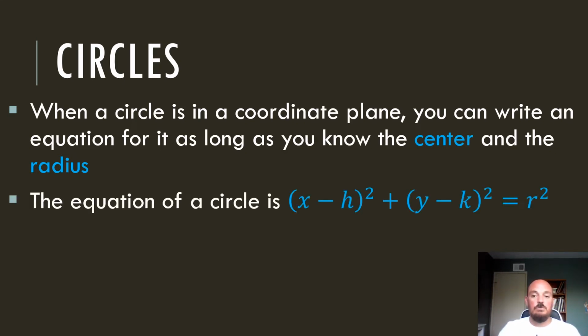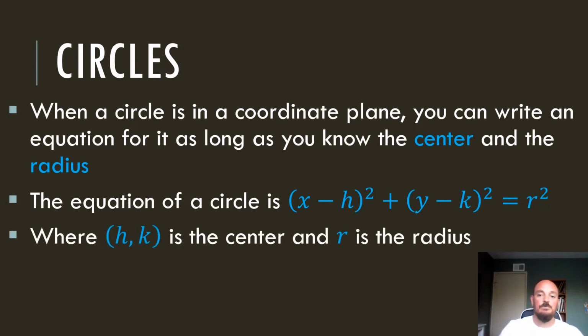Now, if you know those two things, the equation for a circle is, you see it right here in blue, x minus h in parentheses squared plus y minus k in parentheses squared equals r squared. And we just need to know what each letter means. So let's start with the h and the k. The h and the k tell you the center of the circle. So the center comes from this number right here and this number right here. Now r is even easier to remember because r stands for radius.